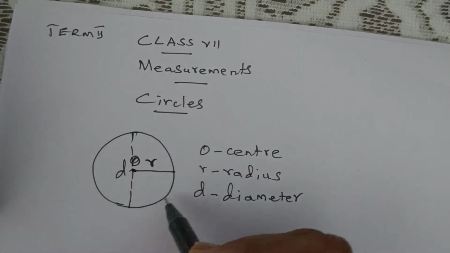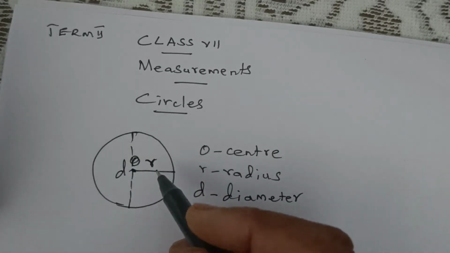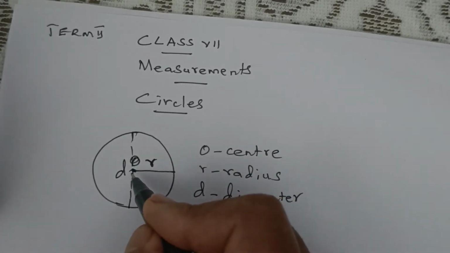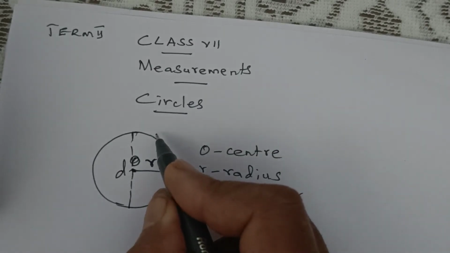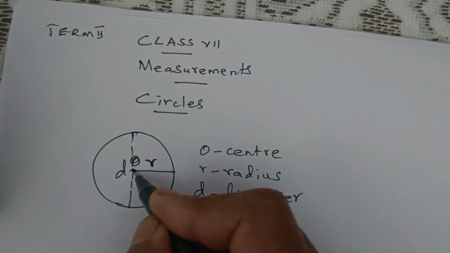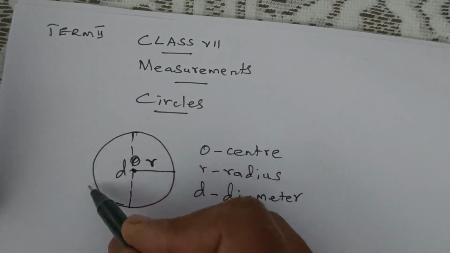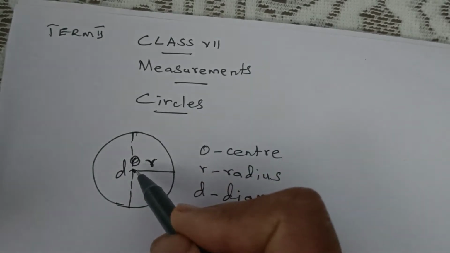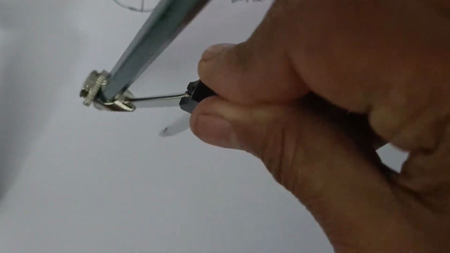So a circle is a closed figure and it is closed by a curved line. How the circle is drawn? From a fixed point. You have a fixed point and we join all the points which are at equal distance from the fixed point. Or we can say it is the path described by a moving point from a fixed point at a fixed distance.